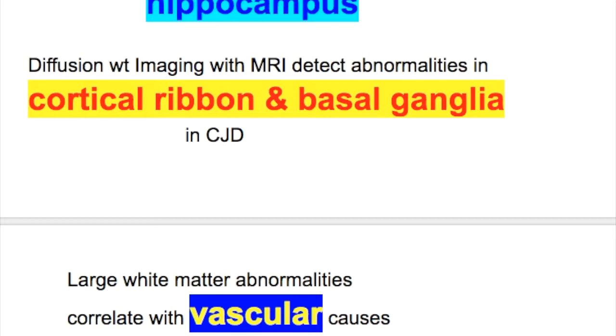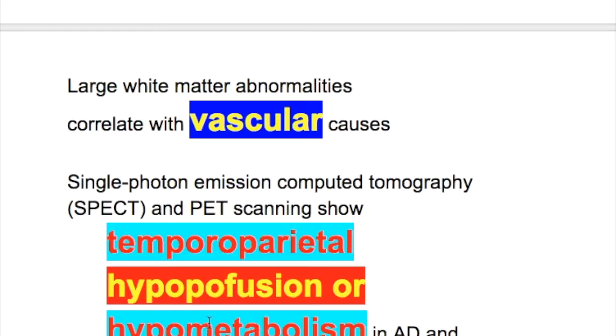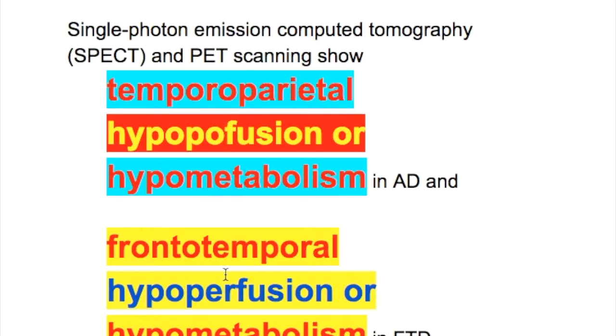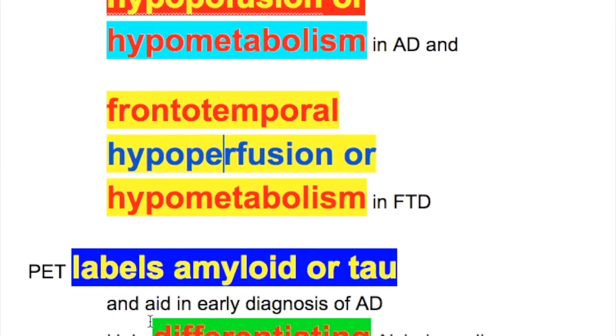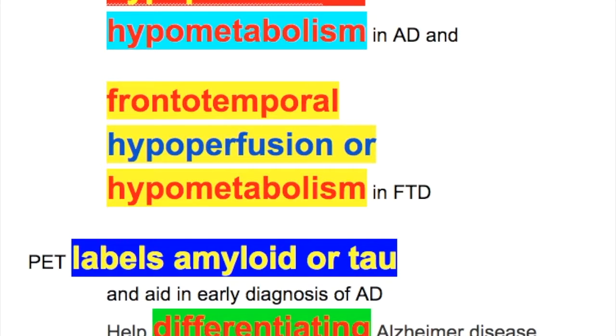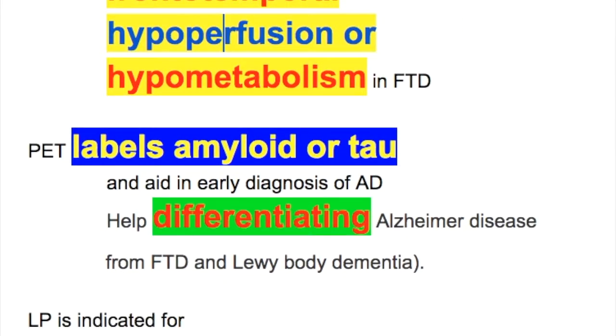Single-photon emission computed tomography and PET scanning shows temporoparietal hypoperfusion or hypometabolism in Alzheimer's disease and frontotemporal hypoperfusion or hypometabolism in frontotemporal dementia. PET labels amyloid or tau and aid in early diagnosis of Alzheimer's disease, help differentiating Alzheimer's disease from frontotemporal dementia and Lewy body dementia.